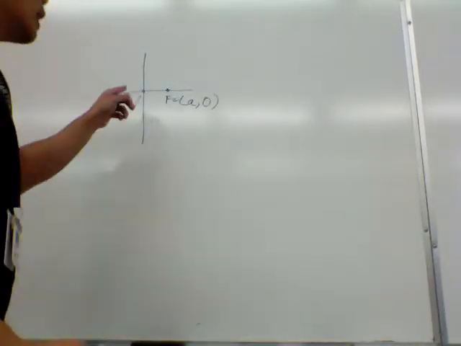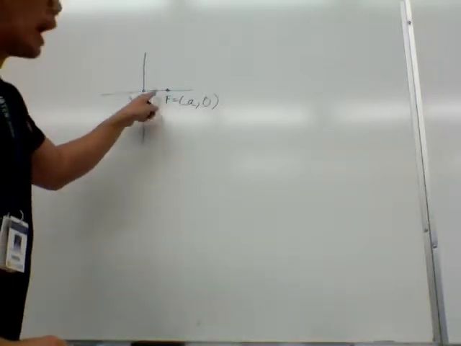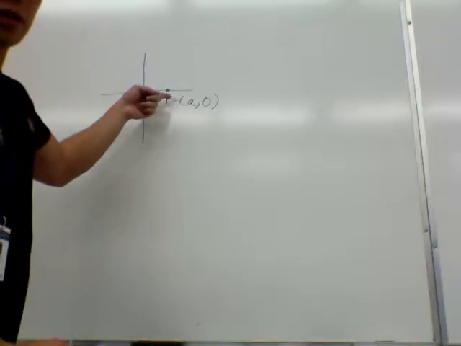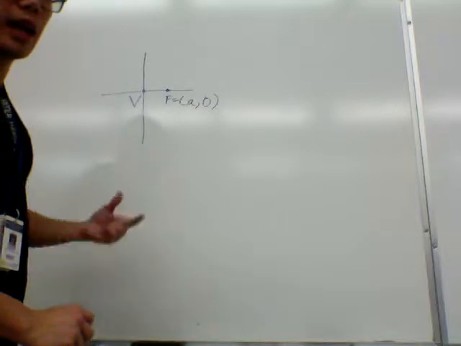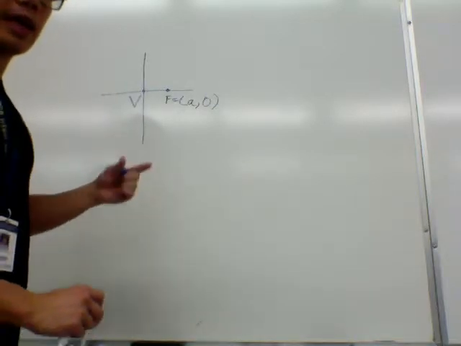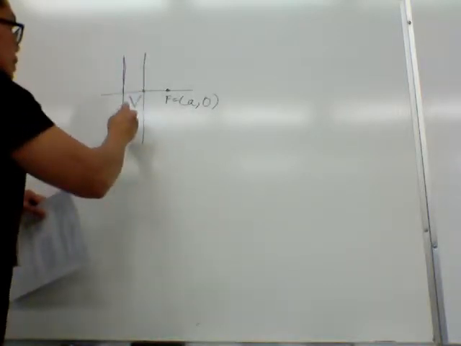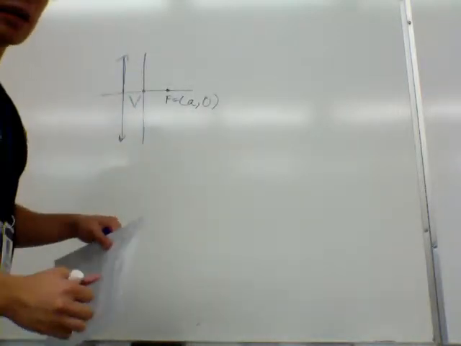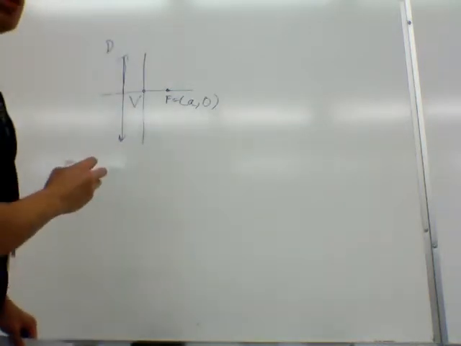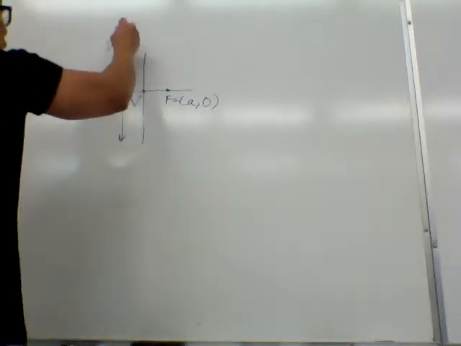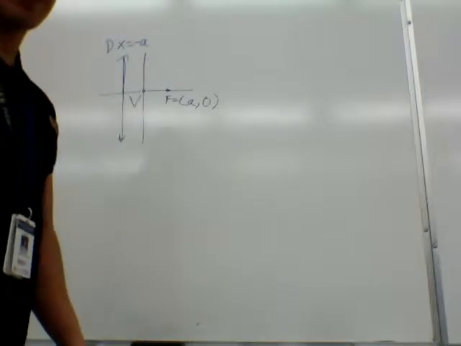Now, if the distance to the focus is a, and it's in the positive x direction, the directrix has to be in the negative x direction. And the distance is still going to be a. So your directrix is going to be right here, and it has the equation x equals negative a. Okay.